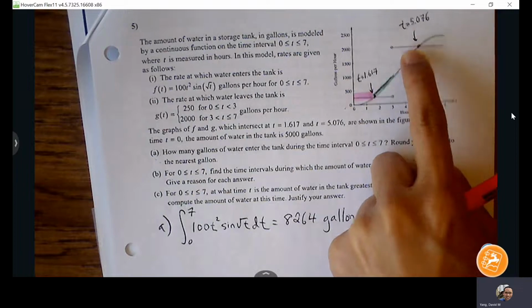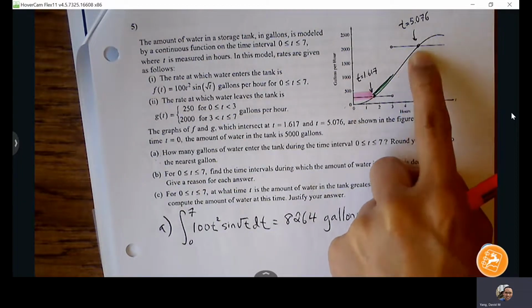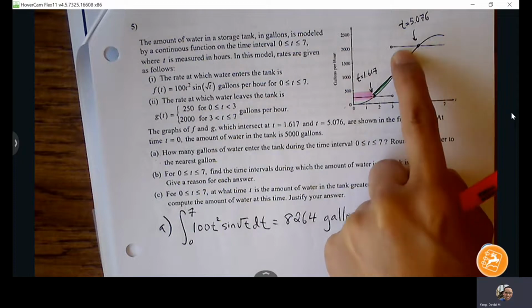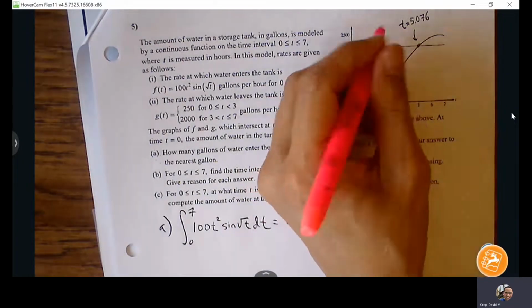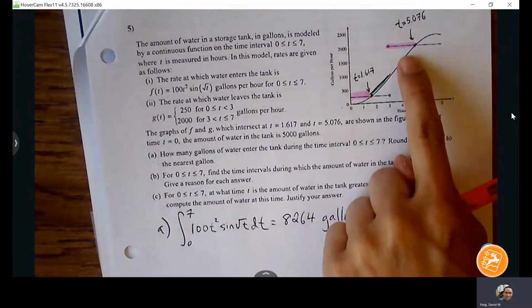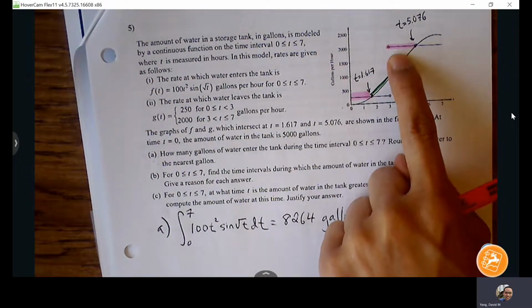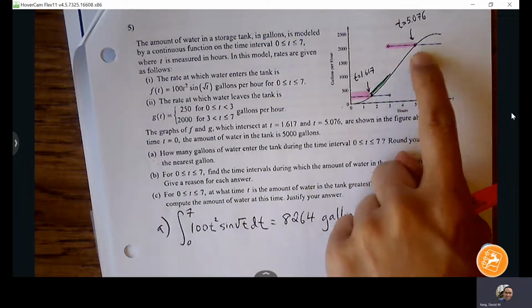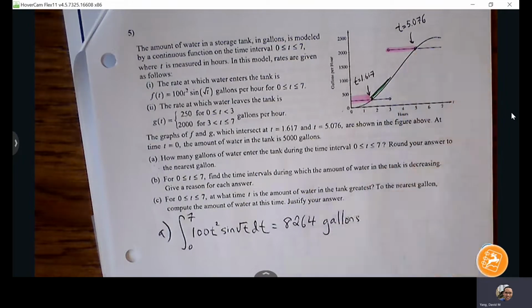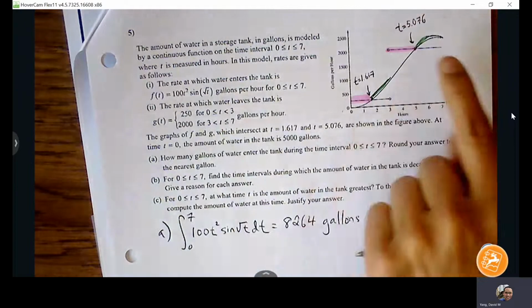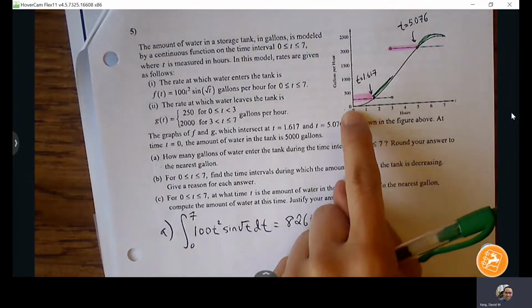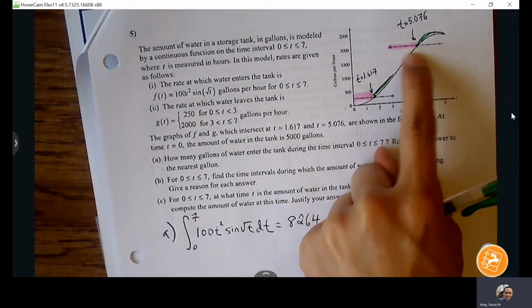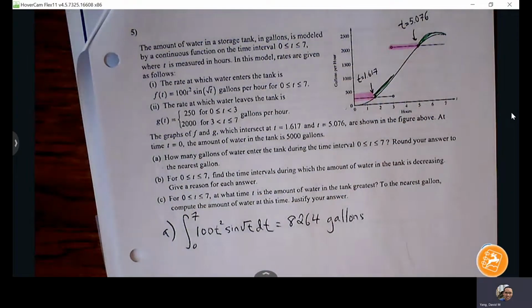2,000 gallons of water per hour are leaving, and the amount of water coming in is increasing, but it's not as much as what's being let out. So the water level is going to do what again? It's going to drop, because 2,000 gallons per hour versus 1,500 gallons per hour. And then at 5.076 hours, the water level is going to stay level again. But after that, the curve takes over, so we know the water level is going to rise again. So the water level is falling, stays the same, rises, falls, rises. Does that make sense?